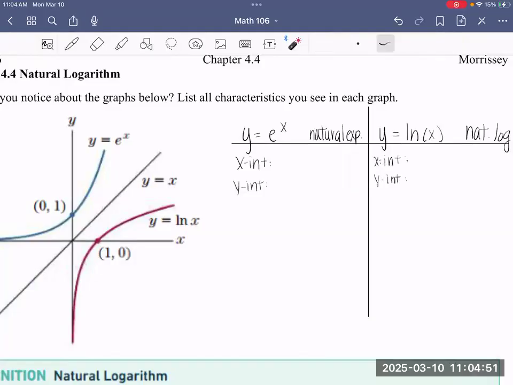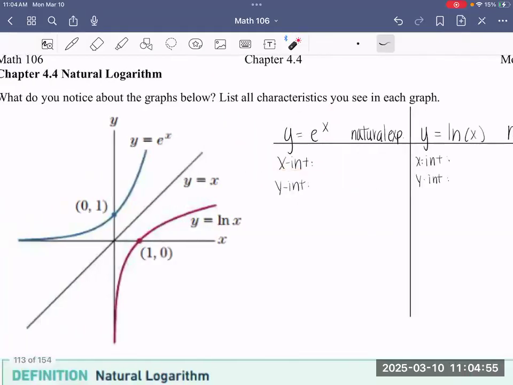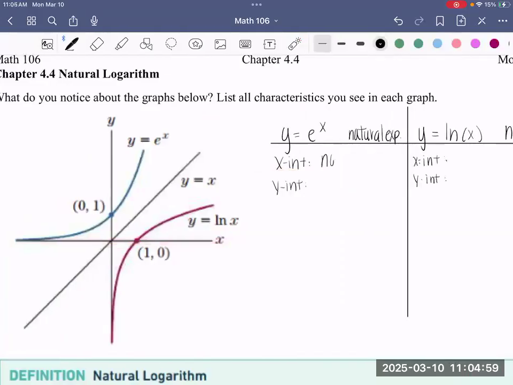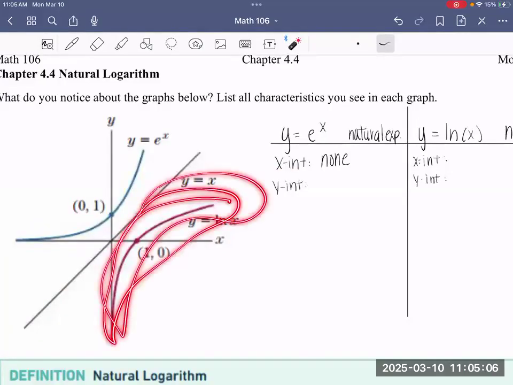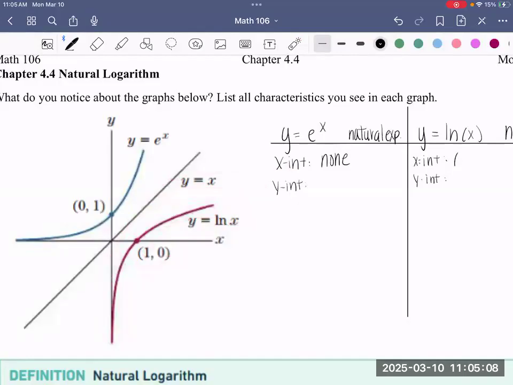Look at your x-intercept for your natural exponential. Do we have one? No, we don't have one, and we'll talk about why that is in a moment. But if you look at your x-intercept for your natural log, we do have an x-intercept that is (1, 0). And if we flipped it and asked about your y-intercept, we have one over here on your blue graph, and on your natural log, it doesn't look like we're going to have one.